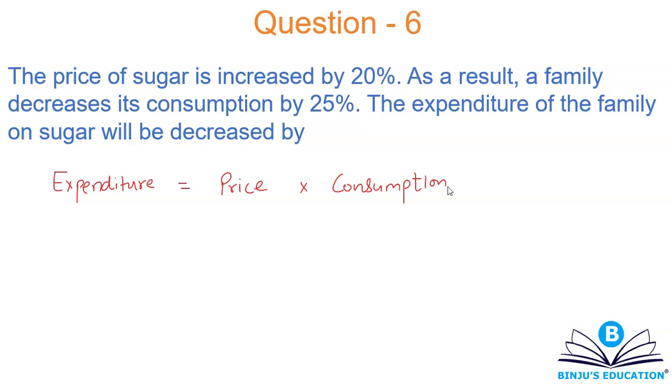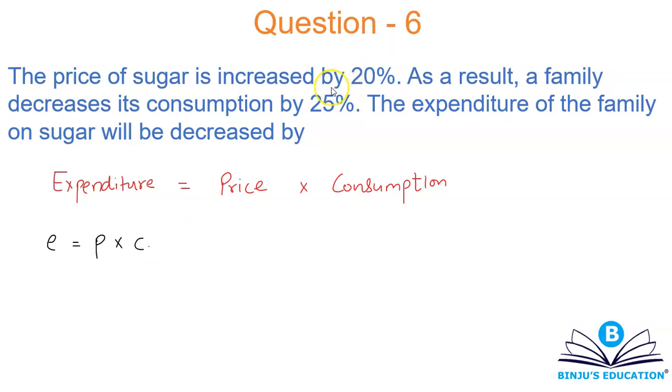The price of sugar is increased by 20%. As a result, a family decreases its consumption by 25%. The expenditure of the family on the sugar will be decreased by what? So let's do one thing. There are a couple of ways of solving this question. Let's first use the generalized way. You can consider initial price to be P and initial consumption to be C.